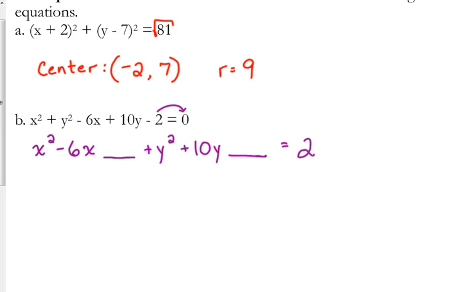All right, now we're going to have to complete the square twice. So when we complete the square here with our x's, we divide negative 6 by 2, we get negative 3, we square it, so we need to add 9. Well, in an equation, if you do something to one side, you must do it to the other as well. So we got to add the 9 to both sides. Completing the square with the y's, divide 10 by 2, get 5, square it, we get 25, so we add 25 to both sides.